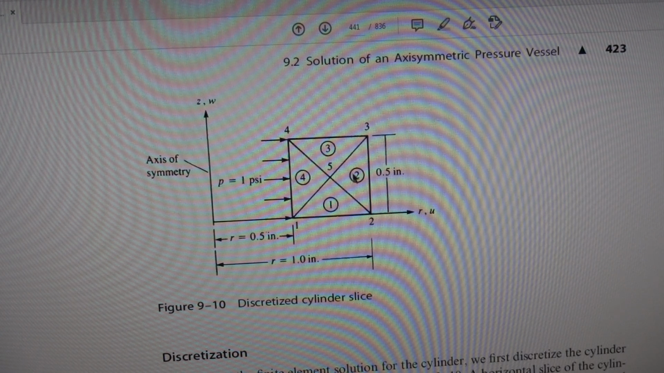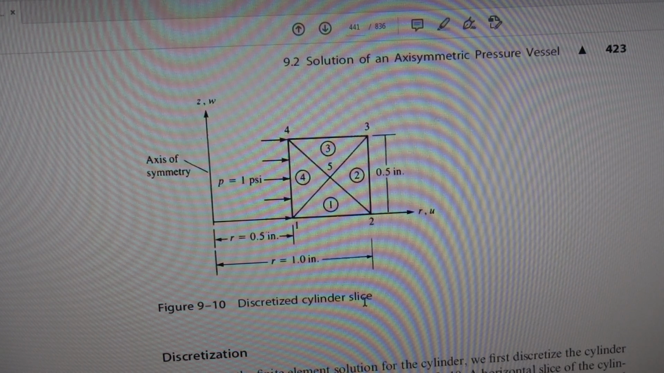The elements 1, 2, 3 and 4 are taken in a plane. The inner radius is 0.5 inch, the outer radius is 1 inch. There are 4 elements, and nodes 1, 2, 3 and 4. The internal pressure applied is 1 psi. So this is the discretized cylindrical slice.